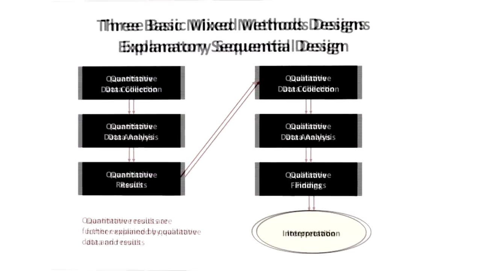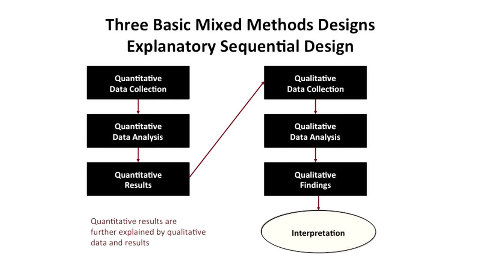That's a convergent design. The next is an explanatory sequential design. It's a very popular one in the social sciences and the health sciences. We're going to start by collecting quantitative data, analyzing it, and then from those results, we're then going to build in a second qualitative phase where we follow up. So the whole idea in this design is to interpret the quantitative results using the qualitative data.